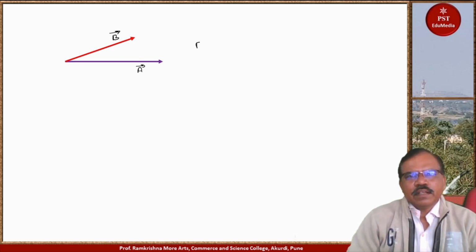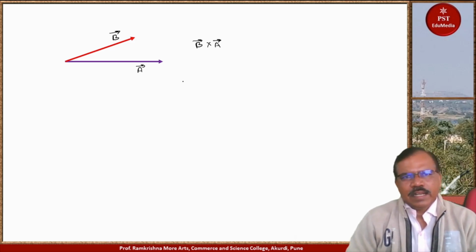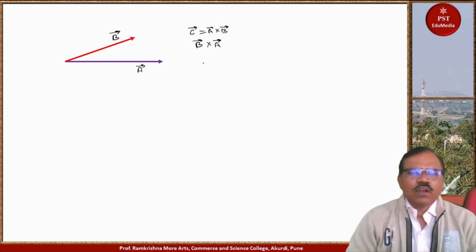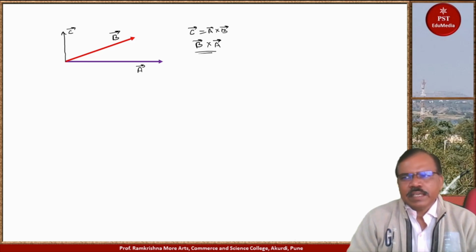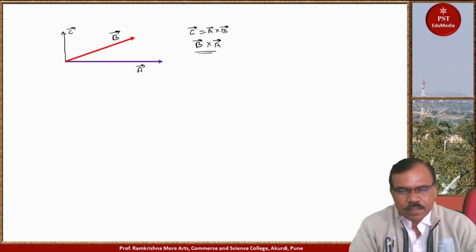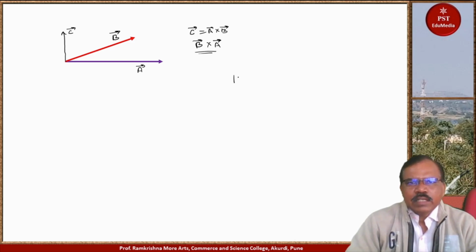But if we take B cross A, we have already seen C is equal to A cross B. So this is the direction of C. But if we take B cross A, now if we see the magnitude of A cross B, it is equal to AB sin theta, and theta is this angle between A and B.